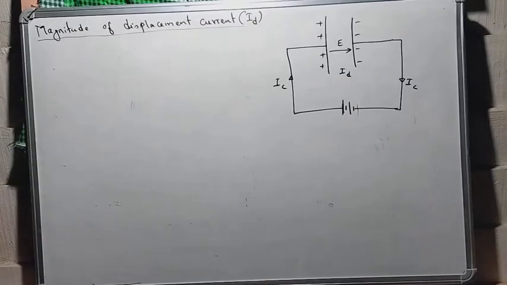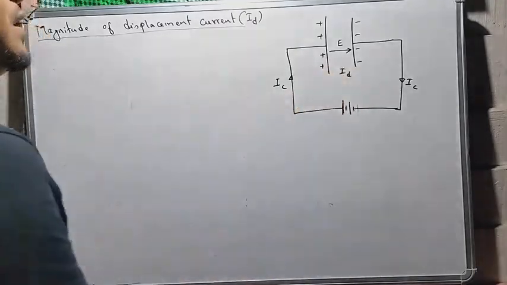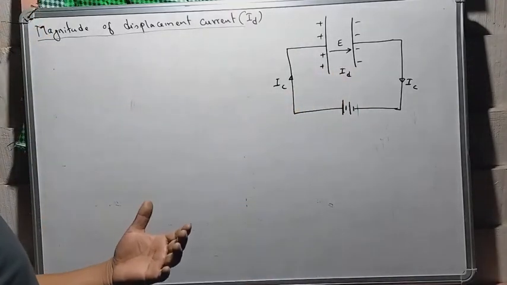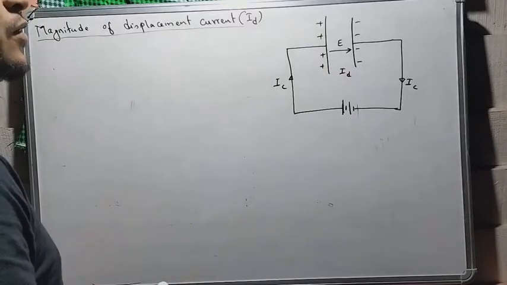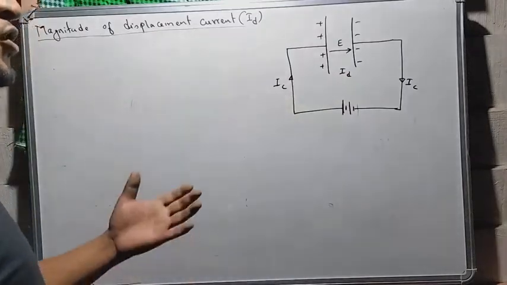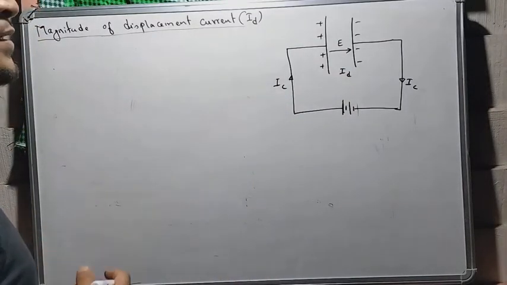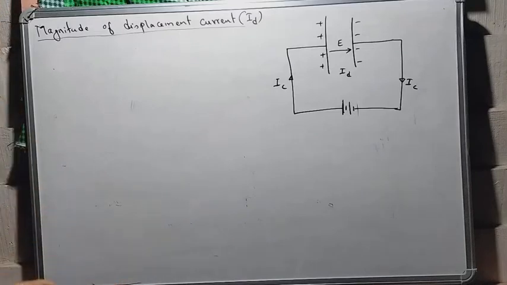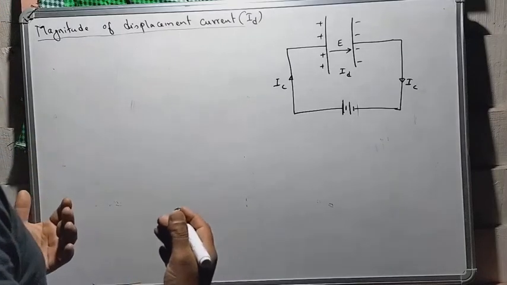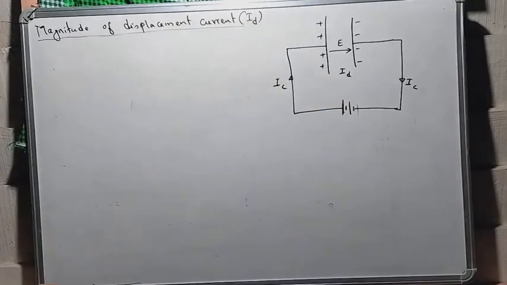Okay, we have seen in the previous video that a displacement current is present in the capacitor, and because of this displacement current, we get a magnetic field. Together, the displacement current and the conduction current make a continuous current in the circuit. Now we will discuss the magnitude of the displacement current.